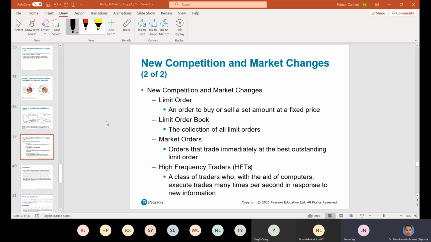And we also have market orders: orders that trade immediately at the best outstanding limit order. And also we have HFTs, which stands for high frequency traders. A class of traders who, with the aid of computers, execute trades many times per second in response to new information. It means automation actually comes in. It falls under fintech; algorithms are going to do all this trading for us.